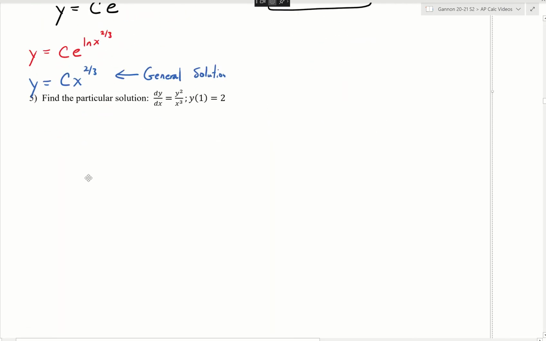All right, if we take a look at number 5, we want to find the particular solution. dy over dx is equal to y squared over x cubed, and y of 1 equals 2. Pause the video, see what you come up with.